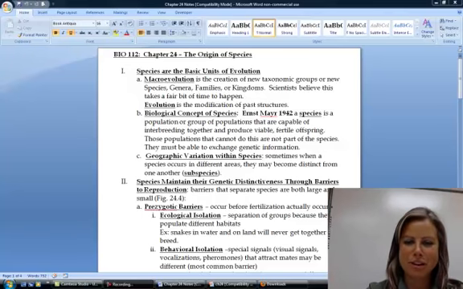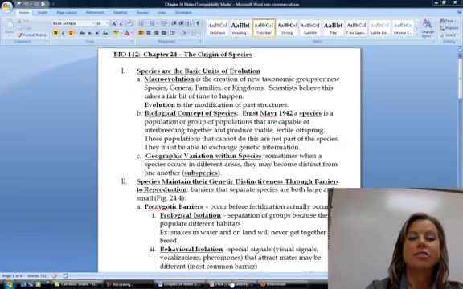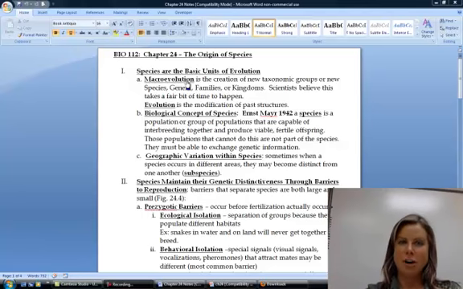So this is chapter 24, and this is actually a pretty fun chapter. This is about how species came to be and how evolution happens. So we're going to start out by talking about macroevolution, and we've already touched on microevolution, which is looking at changes from one generation to the next. And macroevolution is looking at species evolve over a huge period of time.